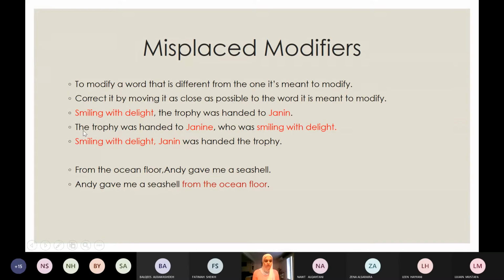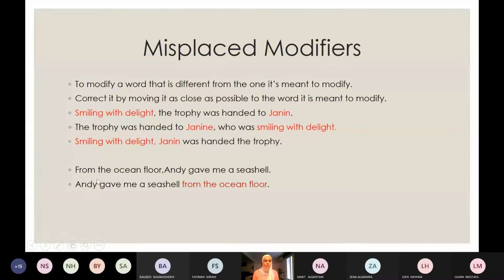So I have to take this near to this. I grab it. The trophy was handed to Janine, who was smiling with delight. Or: Smiling with delight, Janine was handed the trophy. So I brought Janine near to it, or I bring it near to Janine.